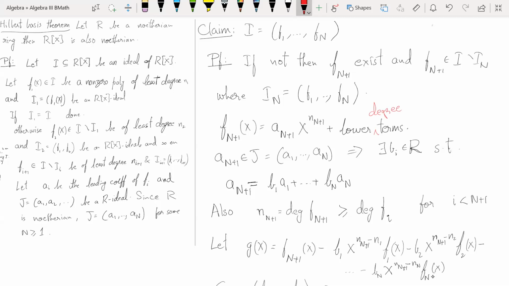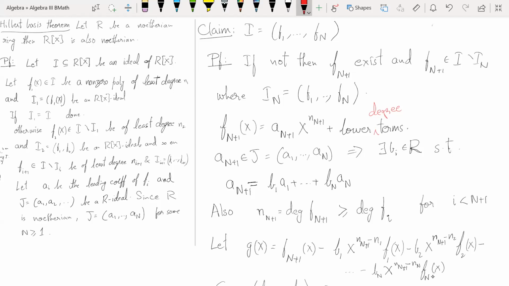Now we know that a(N+1) belongs to J, which is generated by a1 to aN. So we can find elements bi's in R such that a(N+1) is a linear combination: a(N+1) is b1 a1 plus b2 a2 up to bN aN. And also, what do we know about the degree of f(N+1)? The degree of f(N+1) is n(N+1), and this degree has to be greater than or equal to the degree of fi for i less than N+1.